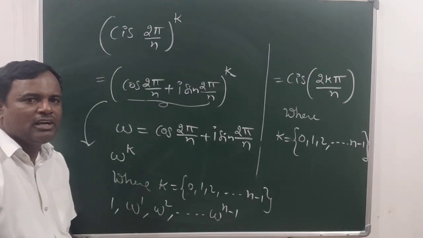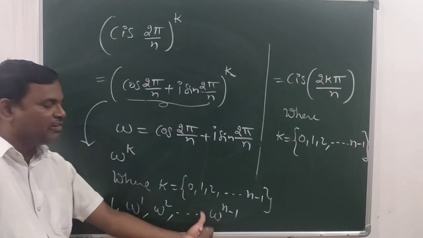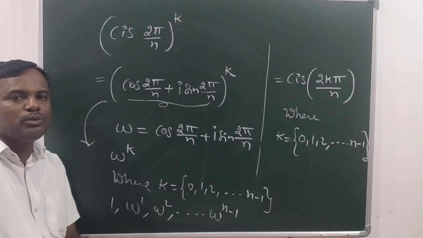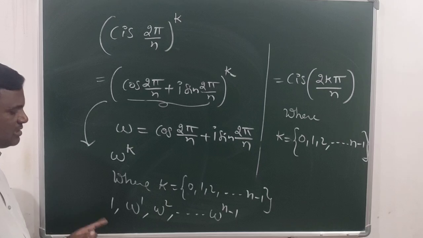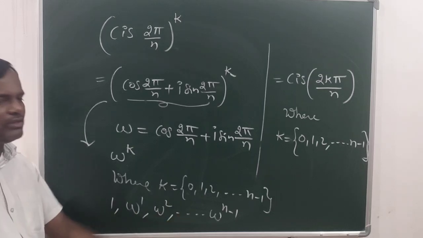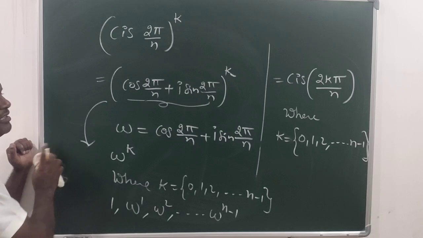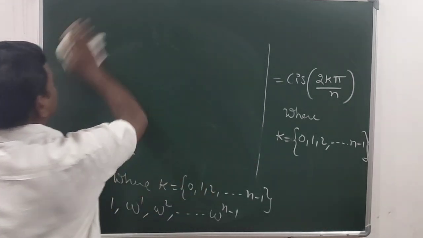Okay students, I hope you have understood what are this 1, omega, omega square and so on, omega power n minus 1, the roots of nth root of unity. Okay, next now I am going to add all of them. See, till here I think you have got it. Next now I am going to add all these roots.